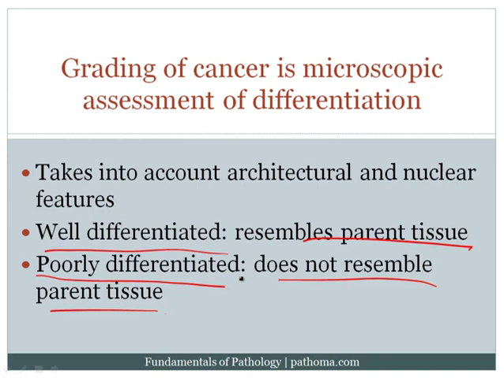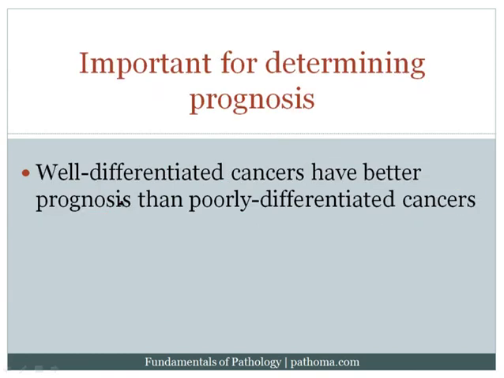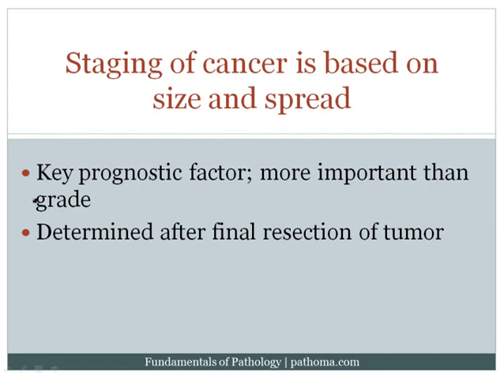How do we determine differentiation? Well, we look at the architecture of the cells and ask, does the architecture resemble the normal architecture of that tissue? And then we also look at the nuclear features, like, for example, the mitotic activity. Again, as I've mentioned, grading is important for determining prognosis. The better differentiated a tumor is, or a cancer is, the better the prognosis. So a well-differentiated cancer has a good prognosis. A poorly differentiated cancer has a poor prognosis.